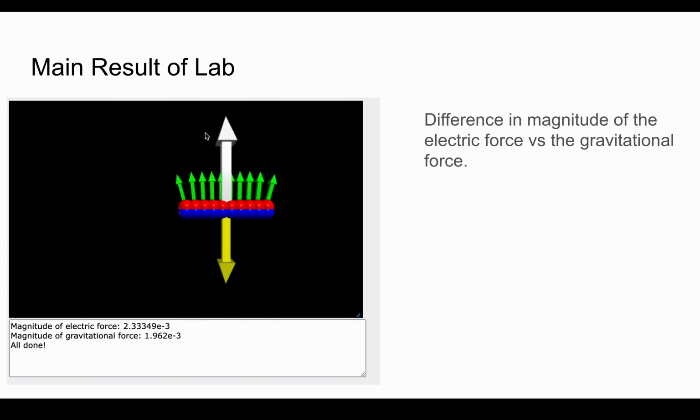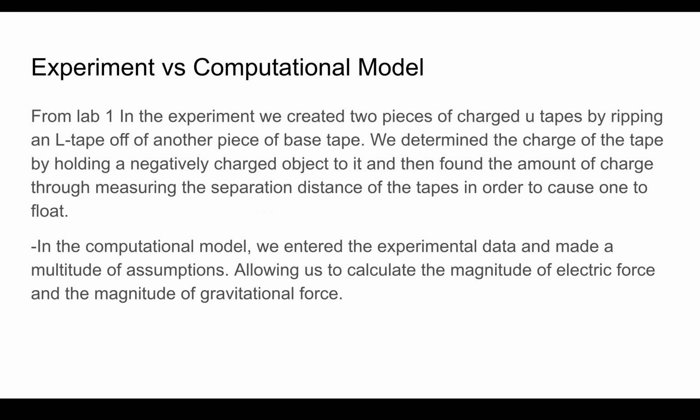The main result of this lab, as you can see, is a difference in the magnitude of the electric force versus the gravitational force using the charge that we found in the last lab. This is the experiment versus the computational model.